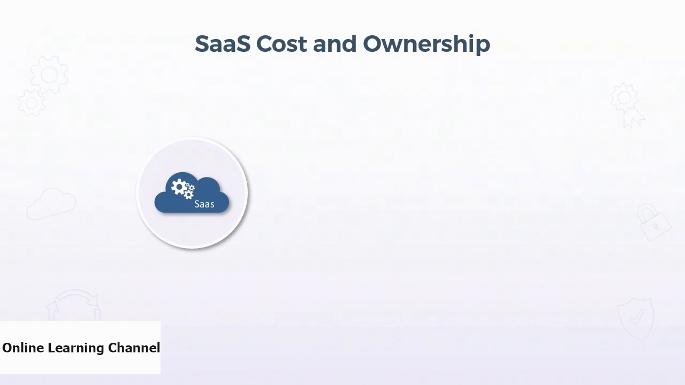Software as a service cost and ownership. Where does that line draw between ownership and what is the cost? Well, there is no upfront cost. You're going to pay a subscription fee for what you use, but you're not buying this software outright.